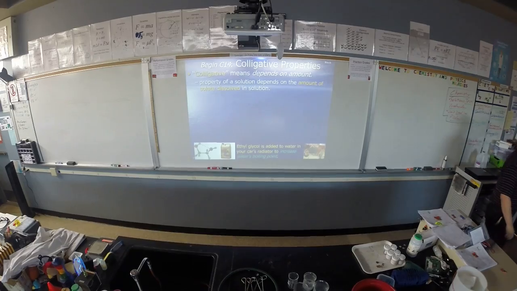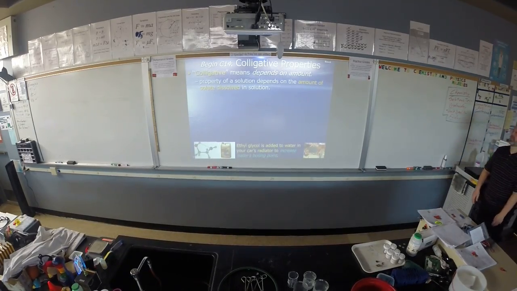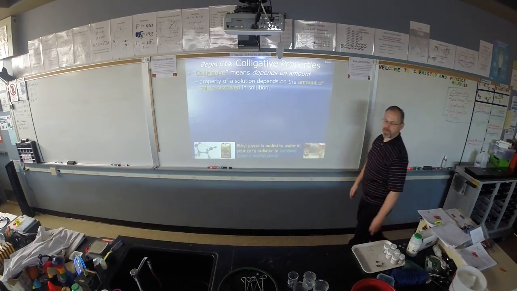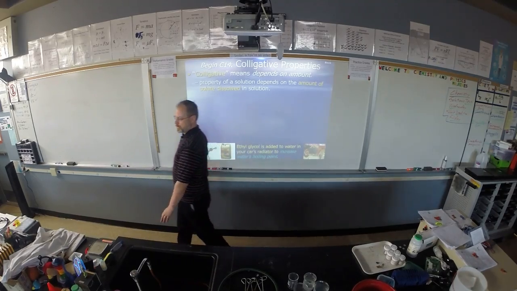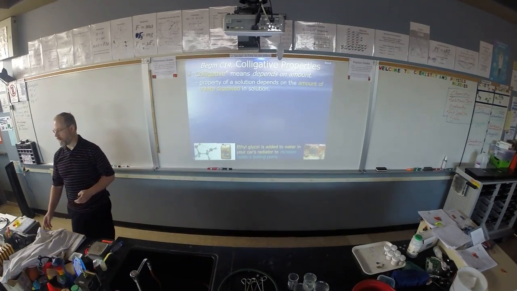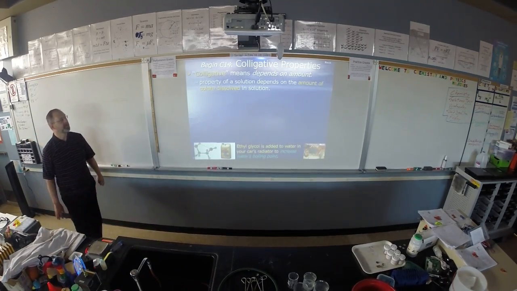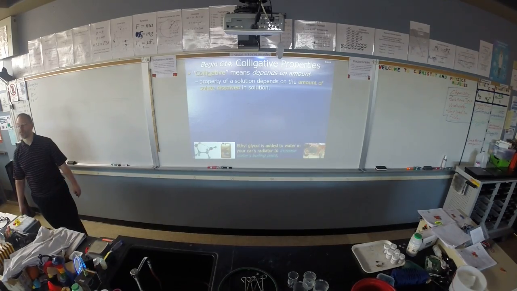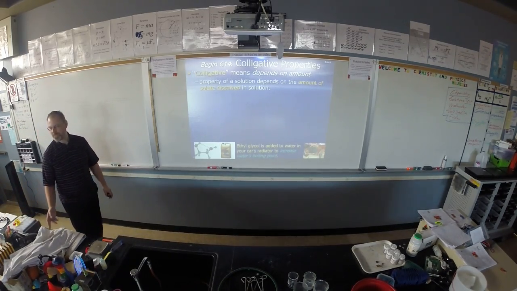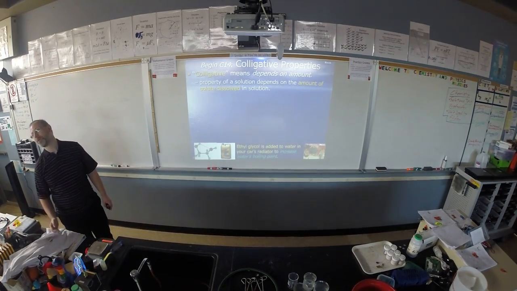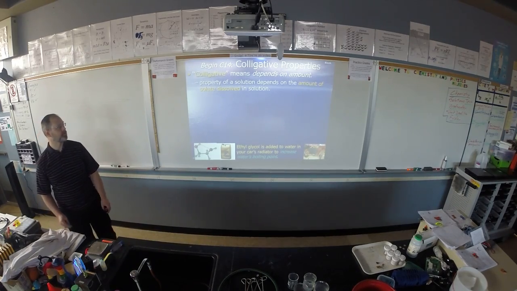So a colligative property is anything that depends upon the amount of solute dissolved in a solution. So a colligative property is something that depends upon amount. Colligative literally means how much you have. So a colligative property is something that changes depending upon how much impurity or how much solute you've added to your solution.